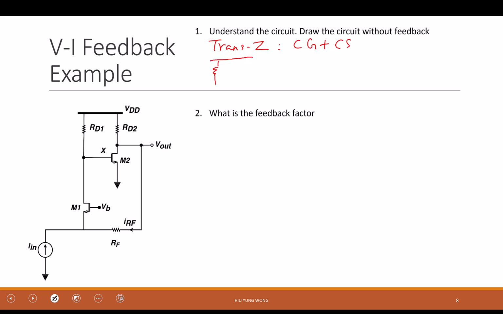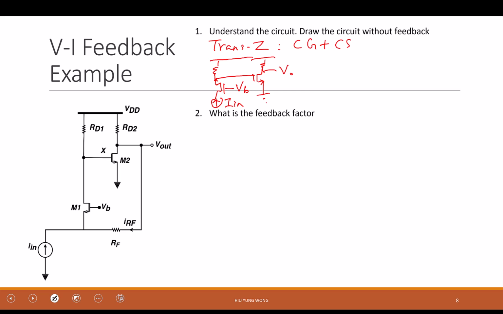What does it look like if this one has no feedback? So this is VB, and this is I in, and this one goes to here. And this is VO, right? Sorry for the drawing, it's not clean, but do you agree with what I'm drawing? This is without feedback. Input is current, and then output is that, right?